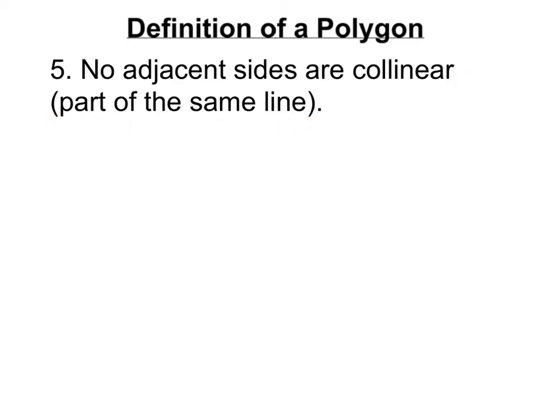So for example, this part of the definition is basically telling me if I have a figure that looks like this, I cannot consider this a four-sided polygon. I can't say that this is point A, this is point B, this is point C, and here's point D, so therefore this is a quadrilateral.